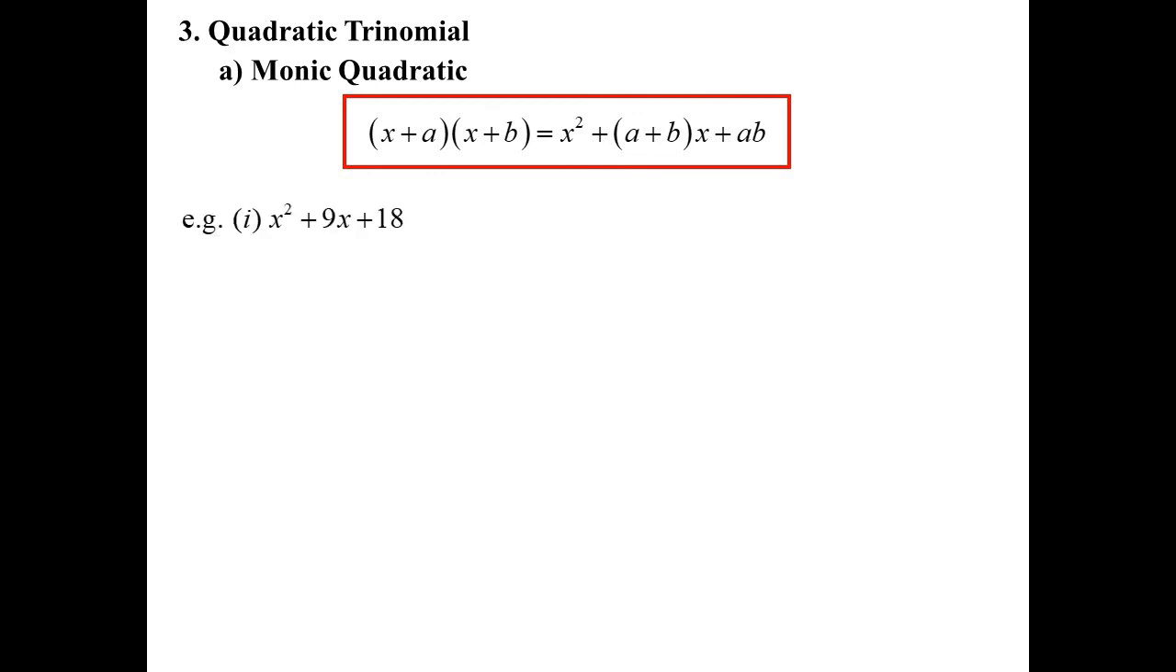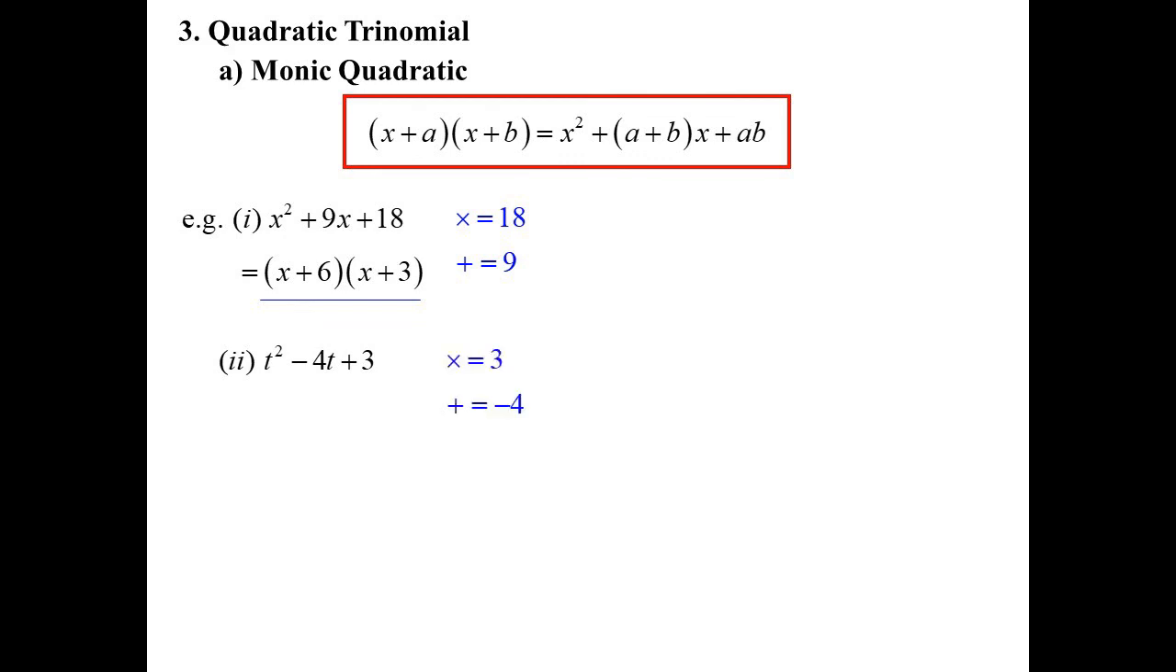Okay, so we look at this one. What multiplies together to give 18, adds together to give 9? Now, clearly we're looking for two positive numbers because they multiply together to give a positive number, but they also add together to give a positive number. What would it be? 6 and 3, of course it is. x plus 6, x plus 3, or if you prefer the other way around.